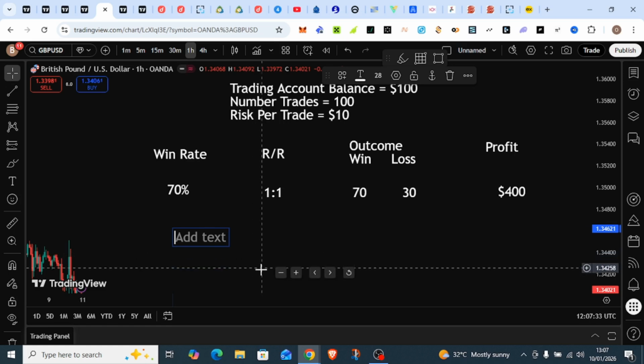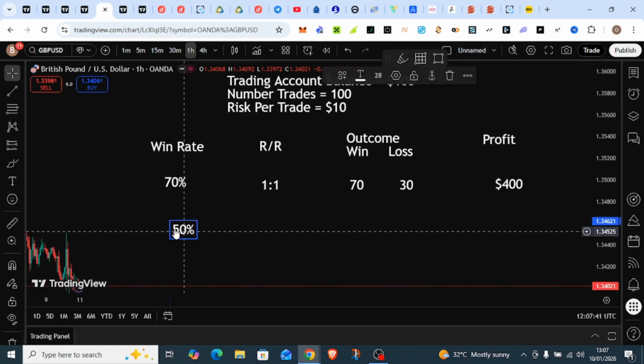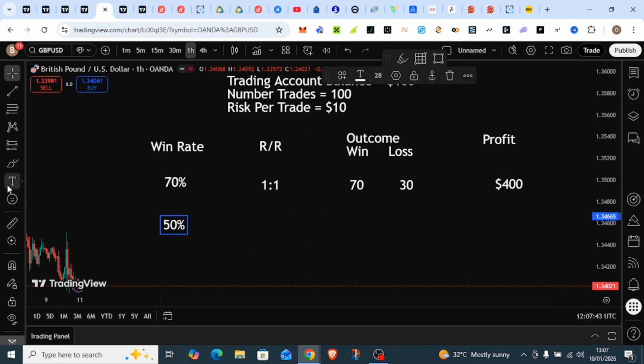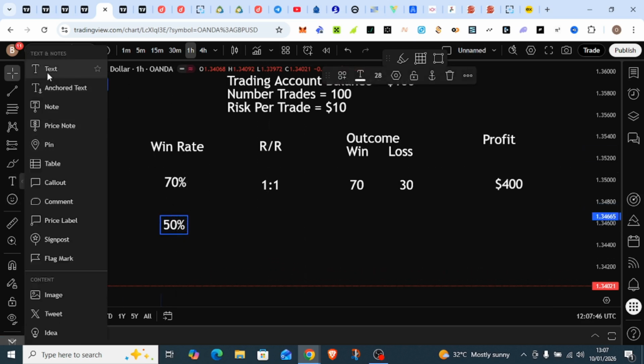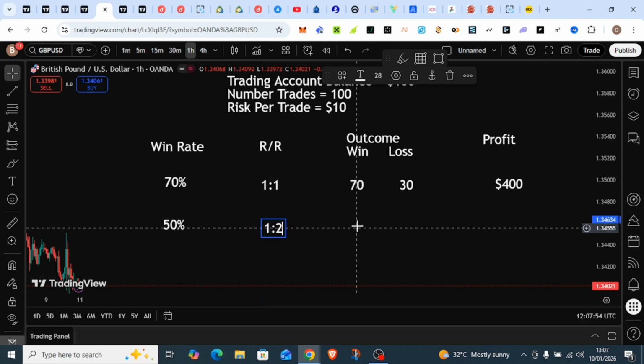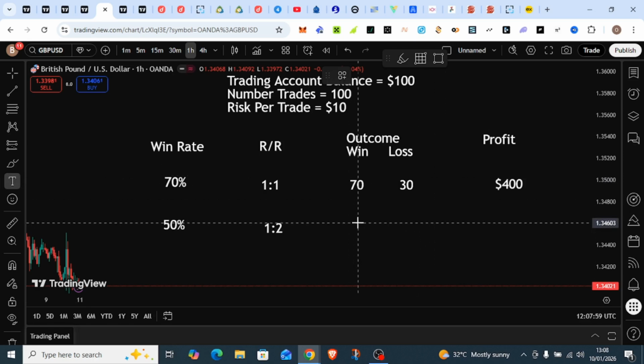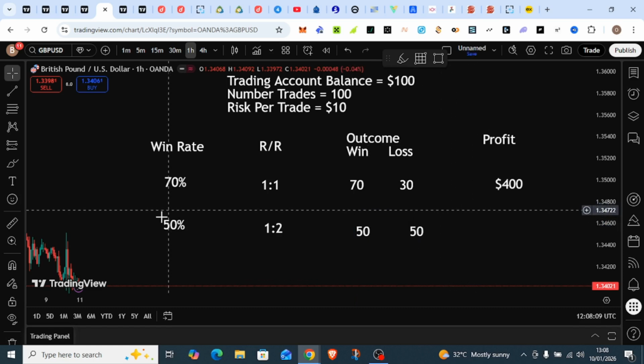If our win rate is 50%, let's take 50% as our win rate. I hope you are following. The next one should be our RR. Suppose our RR here is 1:2. Then we know our win rate is 50, so the number of trades we win is 50 here, and the number of trades we lose is also 50.